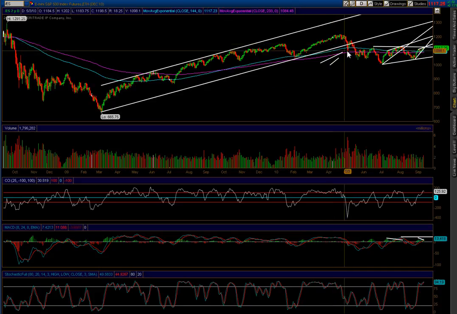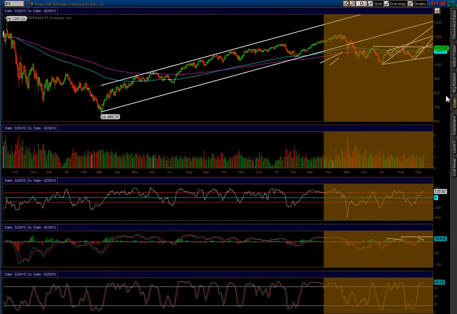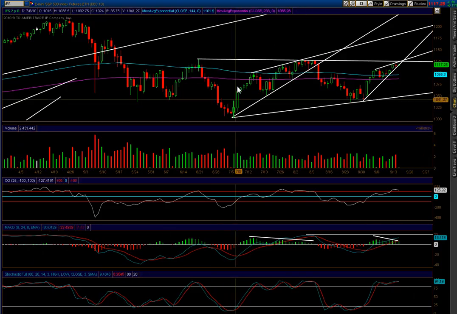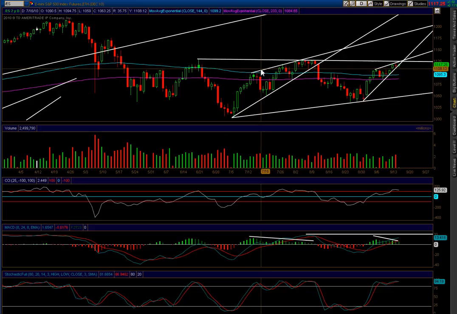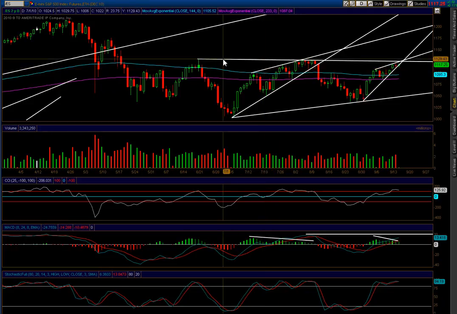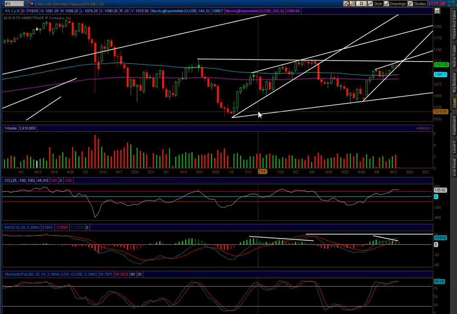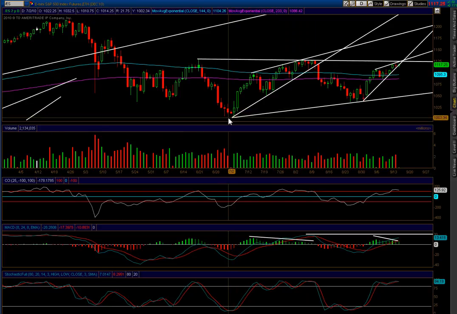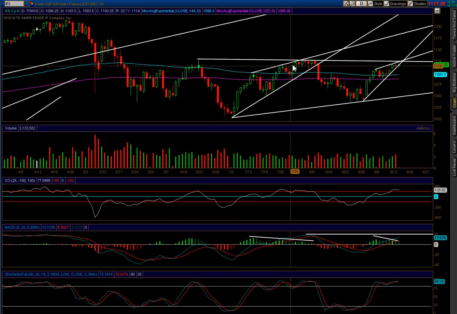So here we go. We broke down. Now we're consolidating between these two converging lines, which is this one up here and this one down here. So we're range bound, like I said before. We came up in this rising wedge with some divergence.